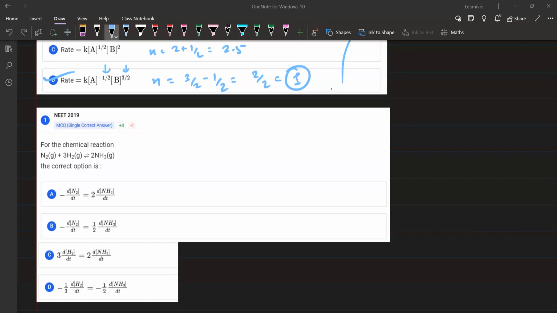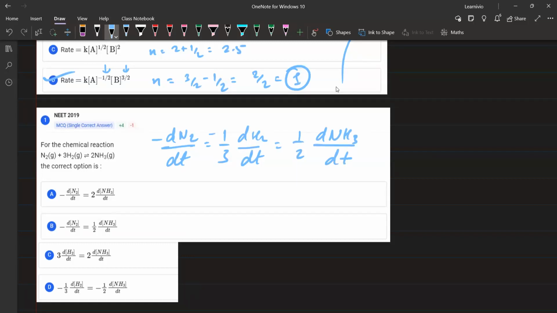Both of you have answered. Let's check. So this is balanced. First of all, you have to see whether it is balanced or not. One and two nitrogens and six hydrogens, two nitrogens and six hydrogens. Yeah. So for the chemical reaction, the correct option is going to be, we'll write overall, that is minus dN2 by dt will be equal to 1 by 3 minus dH2 by dt will be equal to 1 by 2 dNH3 by dt. Fine. So this is not right. D: minus dN2 is not twice of dNH3. Minus dN2 is equal to half of dNH3 by dt.